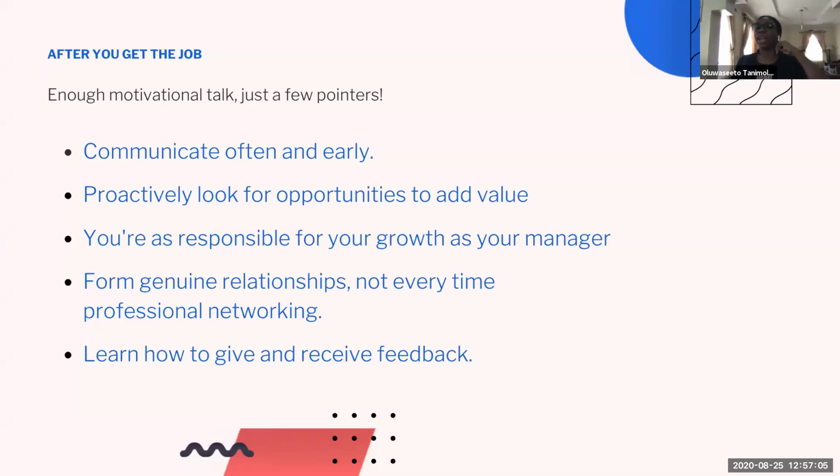Then finally, learn how to give feedback. Once again, it's not personal. Separate your work from your person. Once you separate your work from your person, when you get feedback, it won't hurt as much, because you know that you are getting feedback for you to become better.